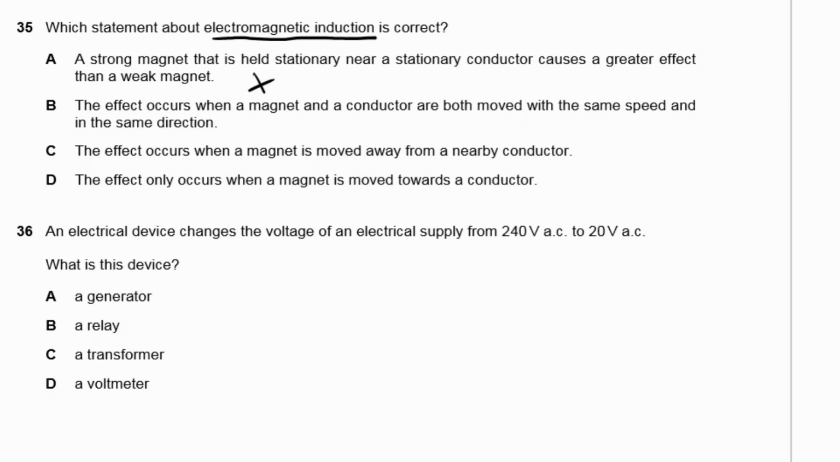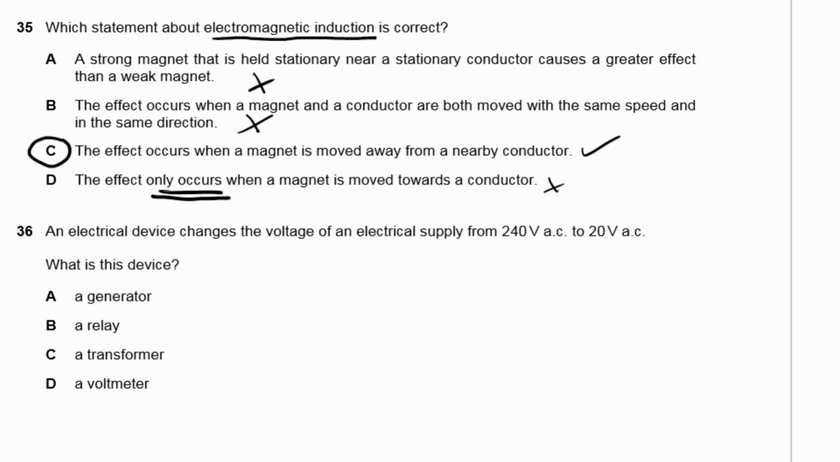The effect occurs when a magnet and conductor both move with the same speed and same direction, so they're not moving relative to each other at all. There is no changing magnetic field there. C. The effect occurs when a magnet is moved away from a nearby conductor. That will happen. And D. The effect only occurs when a magnet is moved towards a conductor. Not untrue, apart from this bit. It says only occurs. So that's wrong, because it also occurs when the magnet moves away from the conductor. Changing magnetic field and a conductor is all it needs.